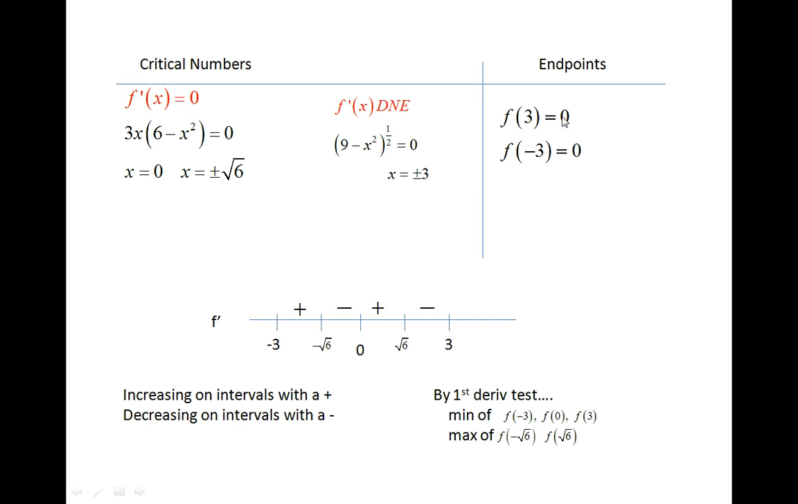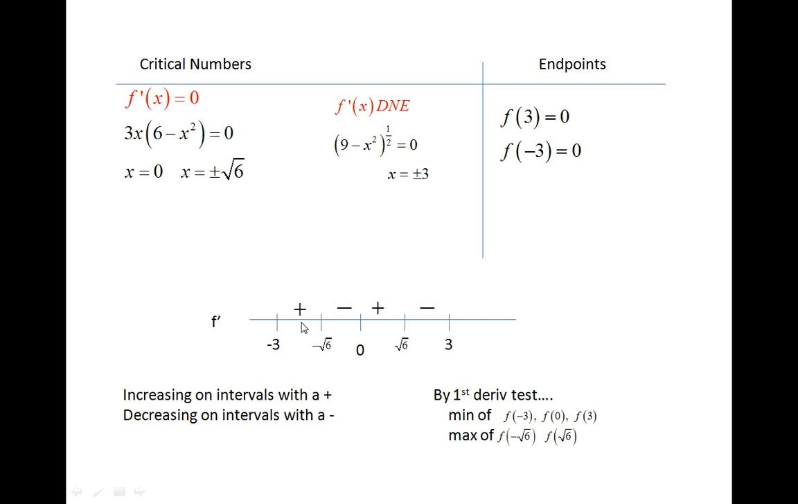If I plug those into my original function, I get 0 for the y-coordinates. So I go to my number line and I put all these critical numbers, as well as keeping track that I have endpoints here. So I'm only looking at the portion of the domain from minus 3 to 3. And then I start checking my first derivative signs. And again, here's my first derivative. I'm just plugging in some test values in each interval and seeing whether it's positive or negative.